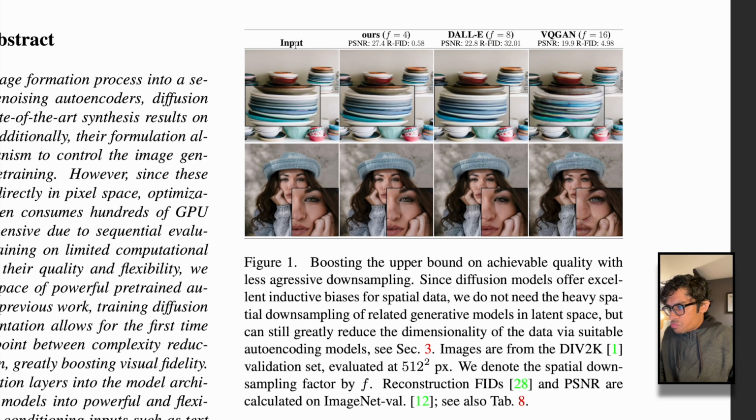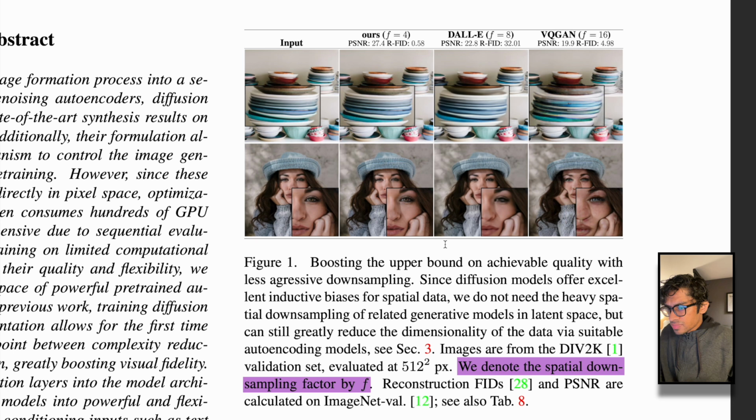Just analyzing the figure, there's an input, and then there's their model, with f equal to 1, f equal to 8, f equal to 16. So what is f, by the way? "We denote the spatial downsampling factor by f." Okay. What is meant by spatial downsampling factor?